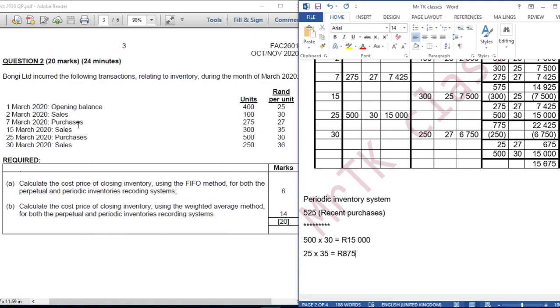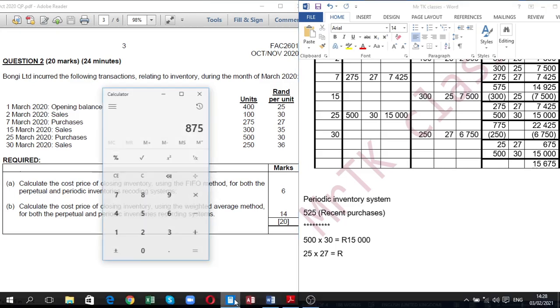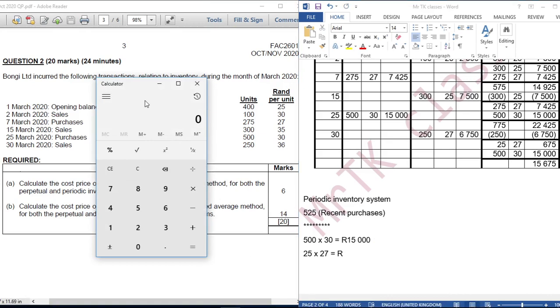All right, 7 March batch. No, it's not 35. It's 27. Sorry, it's 27. This one, 7 March. Okay, 7 March 27. This was the cost price. Okay, so we are going to say 25 by 27. We are going to get 675.